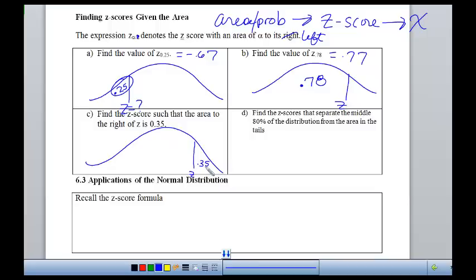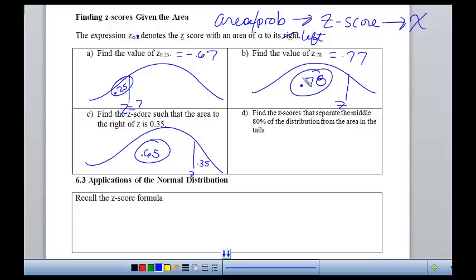Should we look for 0.35? Subtract it from 1, because the table and the calculator will do this as well. They both look at area to the left of z. So I'm not going to look up 0.35. I'm going to look up 0.65 for area. That's an area. This was an area.